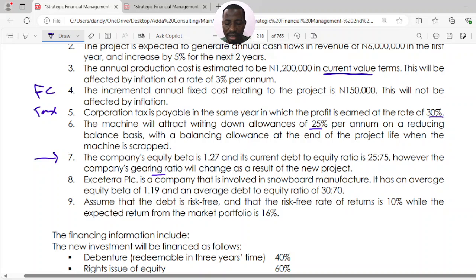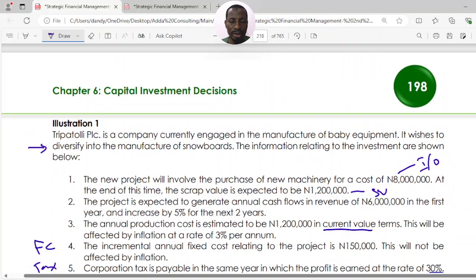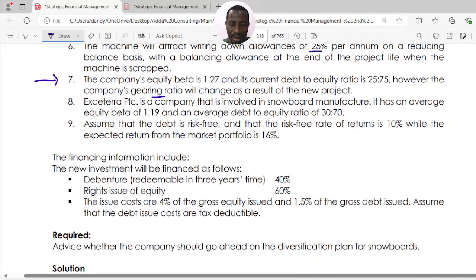Xterra PLC is a company that is involved in snowboard manufacture. It has an average equity beta of 1.19 and an average debt to equity ratio of 30 to 70%. So the name of this company itself is Tripatoli. Another name has been mentioned as Xterra. So this is where you have the information of a proxy company. When you see a name that is different from the main company, that new name is the proxy company. So here we have been given the information of a proxy.